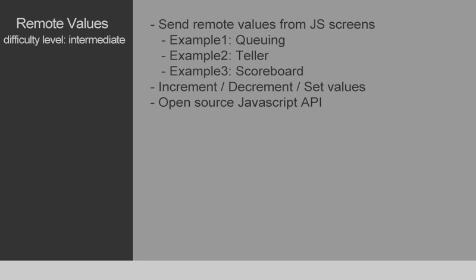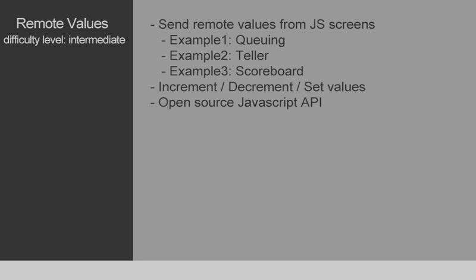Now, remote values could really have a lot of different applications. In this example, I'm going to show you how to use remote values to set up queuing, to set up a teller, and to set up a scoreboard. The queuing application is normally used when you have a lot of people standing around waiting to be served, so they go and pick up a particular number from a number machine, and when their number is up, they know it's their turn. So I'll show you how to set up queuing.